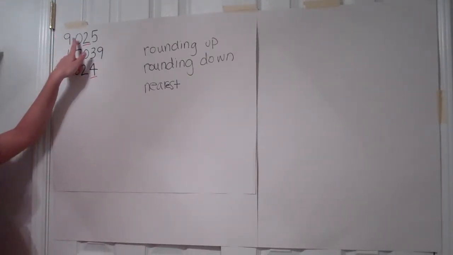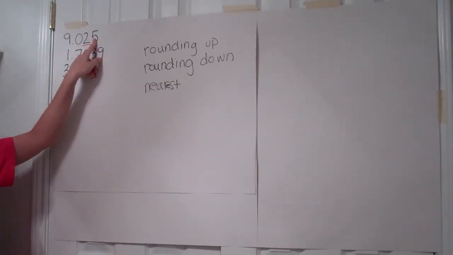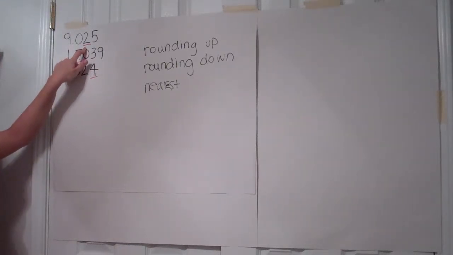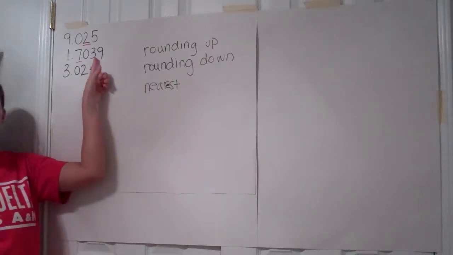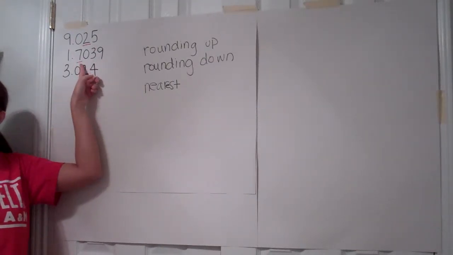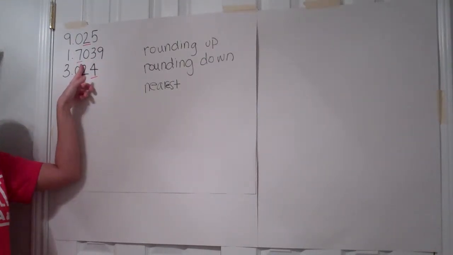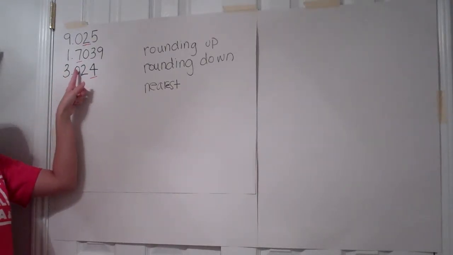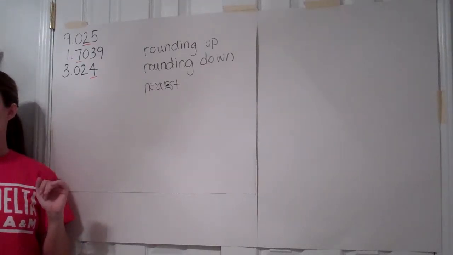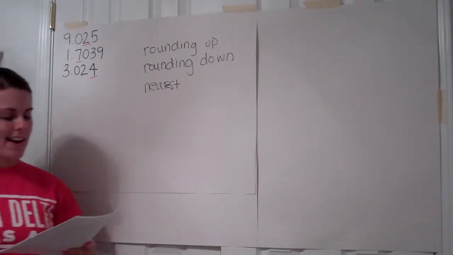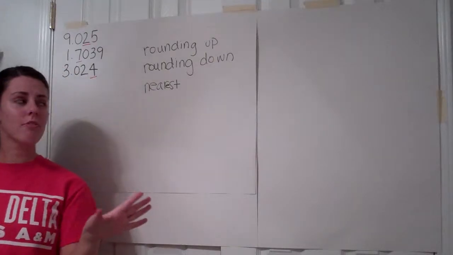If I have 9.025, what place value is my 2? Abby? Hundredths. Good. If I have 1.7039, what place value is my 7? Nancy? Tenths. Good. If I have 3.024, what place value is my 4? Abby? Thousandths. Good. Okay, you guys have got that. So, ready to move on.